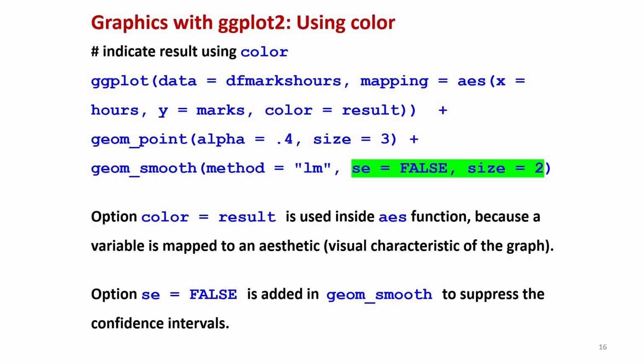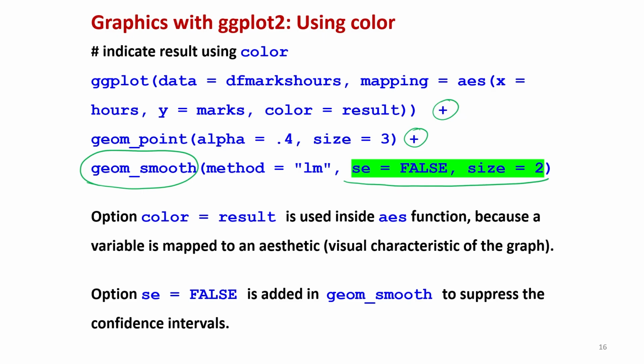For example, in the same command, we are trying to use two more options, se equal to FALSE and size equal to 2. These two options are added under the geom_smooth function. And now you can see that at every step we are using the plus sign. Whenever we want to use geom_point, we use a plus sign. Then when we wanted to add geom_smooth, again we use a plus sign. So this is what I meant when I told you about this plus sign.